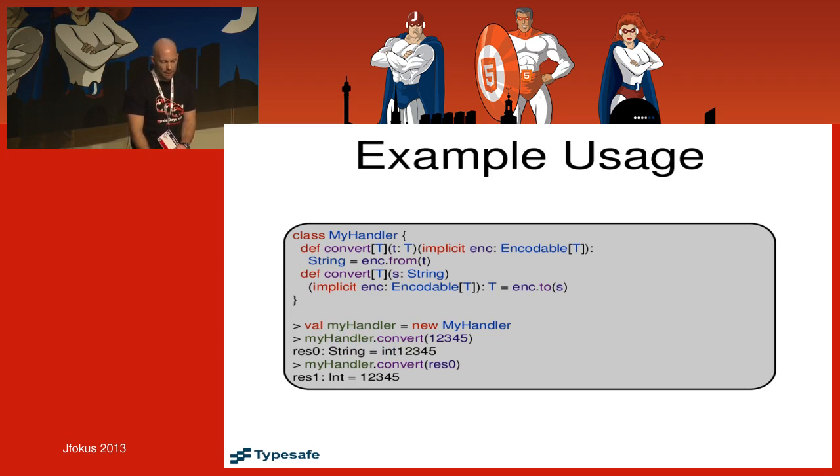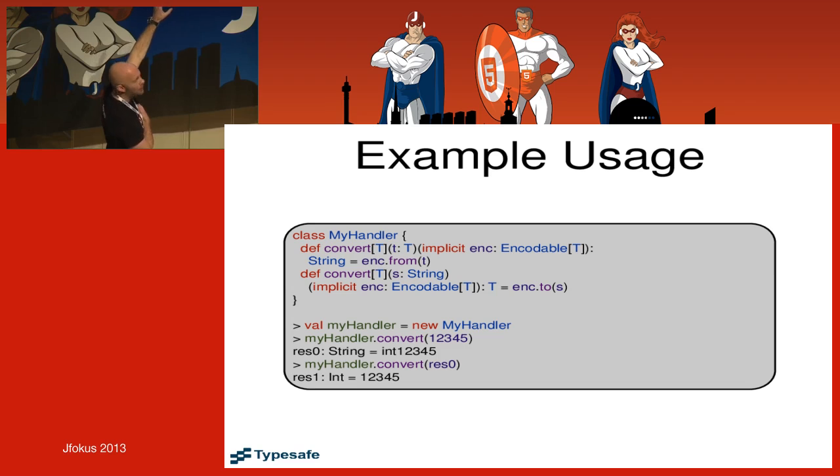So let's use it. We create a class and it's got two convert methods, and it's expecting an implicit Encodable. So you can see I'm using the to method in the Encodable and also the from method. So we can try it out. Let's create a new handler and then call convert 1, 2, 3, 4, 5. And then it's printing, as you see, Int 1, 2, 3, 4, 5. And then we can convert the result back.